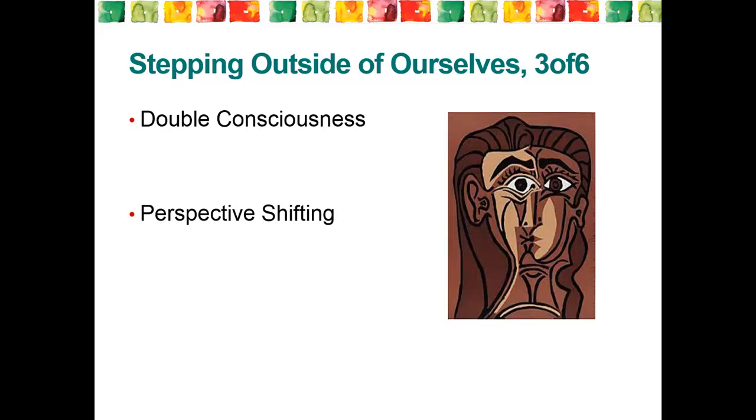And what this means is that we need to have a kind of double consciousness where we not only look at who we are and our perspective and how we feel and our own assumptions, but we take the time to look at an issue, for example, from the perspective of someone who is different from ourselves. This is a technique known as perspective shifting, where you look at an issue not only from your own vantage point, but from the perspective of someone else.